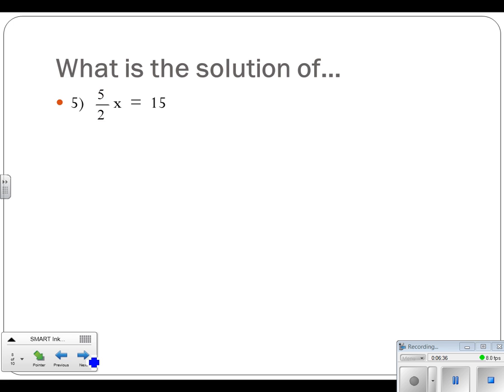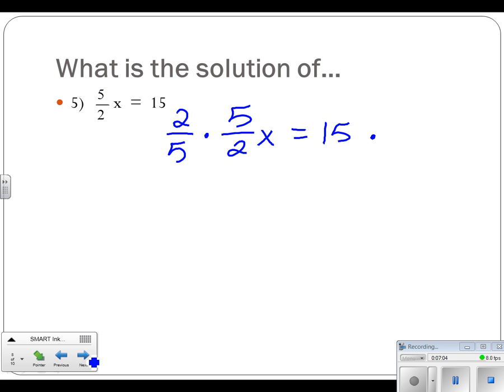Five halves x is the same as 15. So 5 halves is being multiplied by x. Now, there's a couple things we can do here. We can divide both sides by 5 halves, but the other thing I can do is multiply by the reciprocal, because we know if we multiply reciprocals we get 1, which is what we want on the left side, 1x.